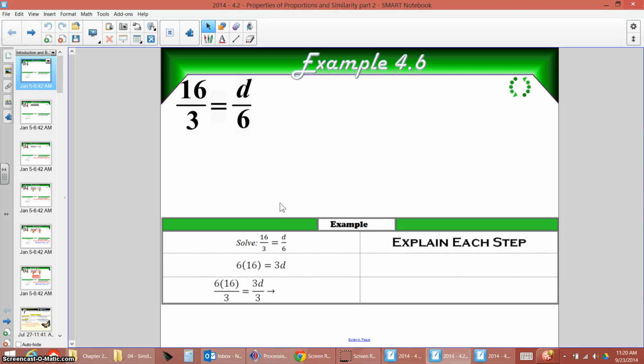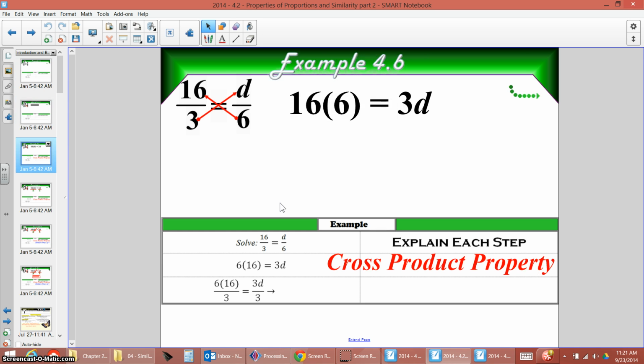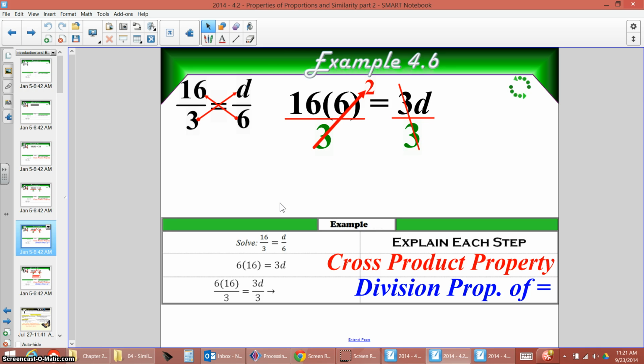All right, so this is an extension of what we did yesterday. This is 4.2, the first example right here, 4.6. We've got 16 to 3 equals d to 6. Remember, we're talking about ratios, not fractions. So it's 16 to 3 and d to 6. So we do our cross product property, and then we simply divide by 3, division property of equality, and we get our answer.